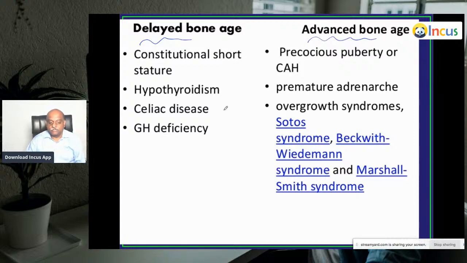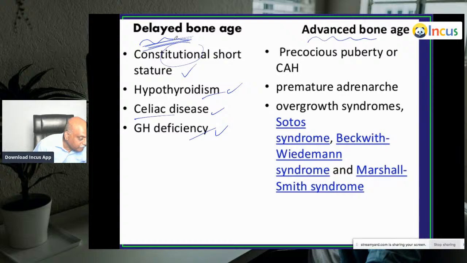What are the causes? Constitutional short stature, hypothyroidism, celiac disease, growth hormone deficiency. Ye dono endocrine hai. Celiac disease, GIT ka hai problem. Aur constitutional growth delay. Ye teen cheezon mein, it is the delayed bone age.